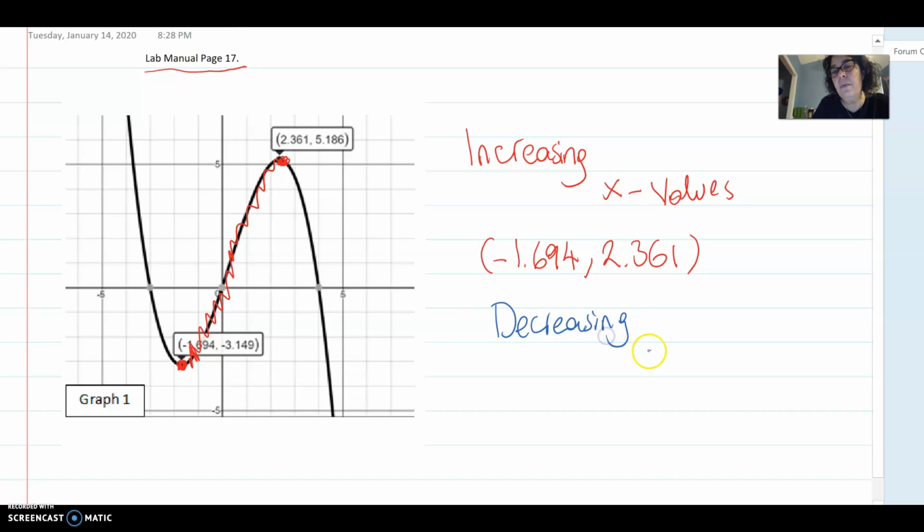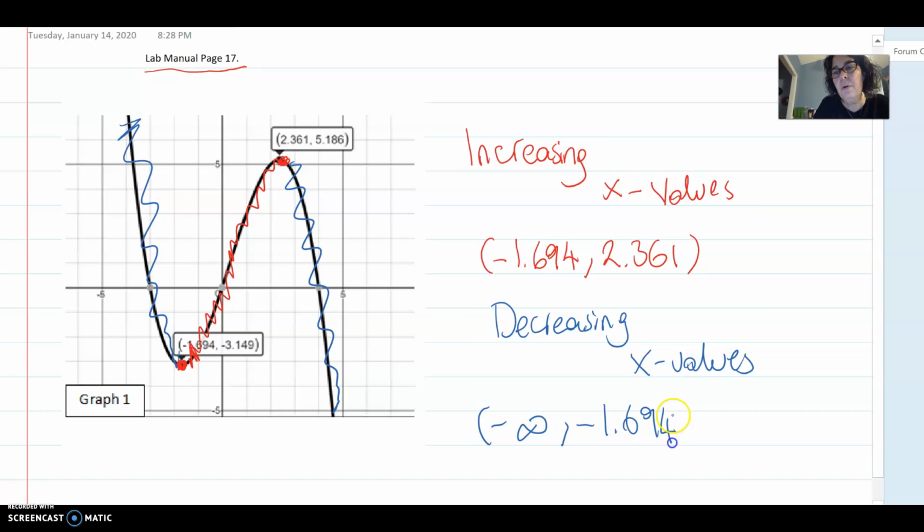If the question was asking decreasing, nothing is changing. We're still looking at the x values. So this is the portion where the function is decreasing. This is the portion where the function is decreasing. And it's happening from negative infinity till negative 1.694 union 2.361 to positive infinity.